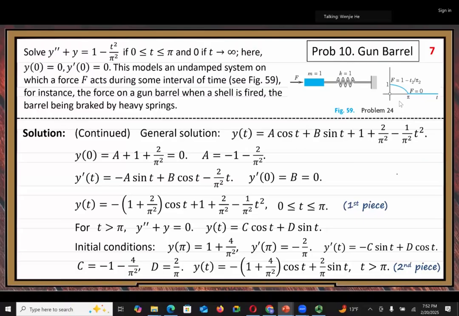Unit step function, Heaviside function, and delta function.